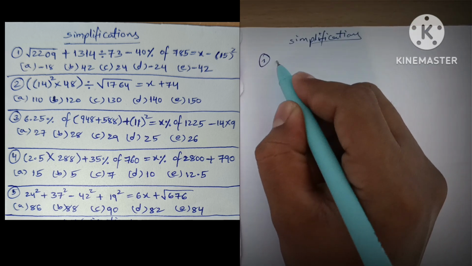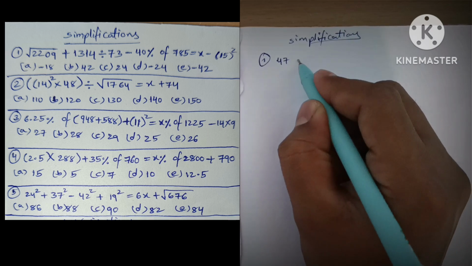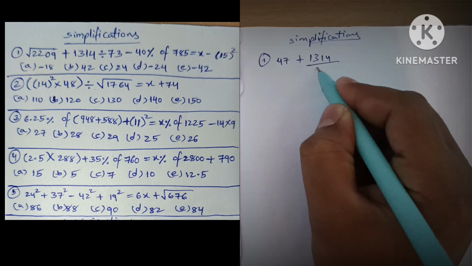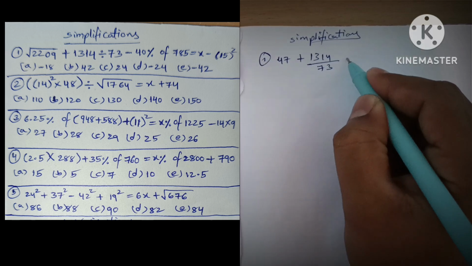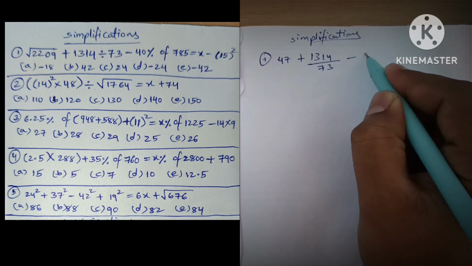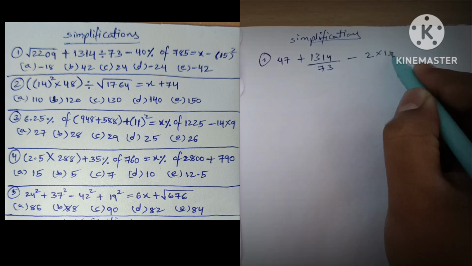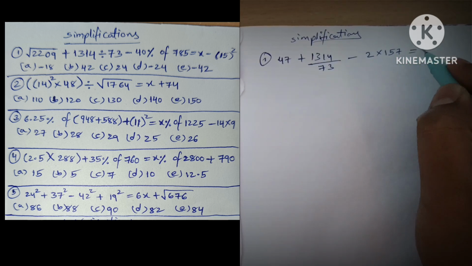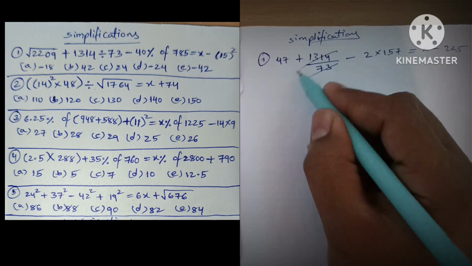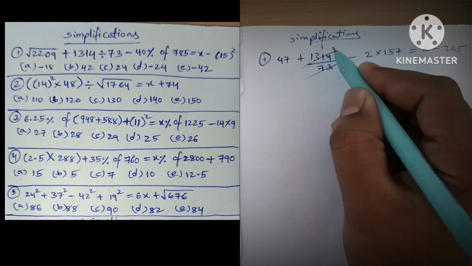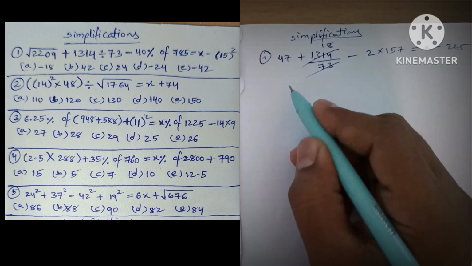square root of 2209 which is 47 square plus 1314 divided by 73 minus 40% of 785. 2 into 157 equals to x minus 15 square 225. 73 one time and 18 times.